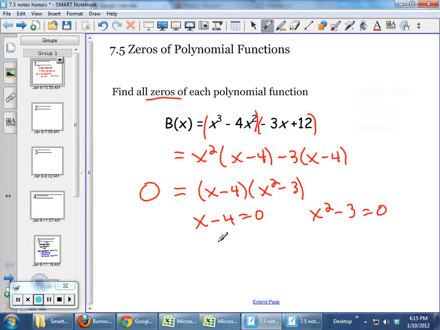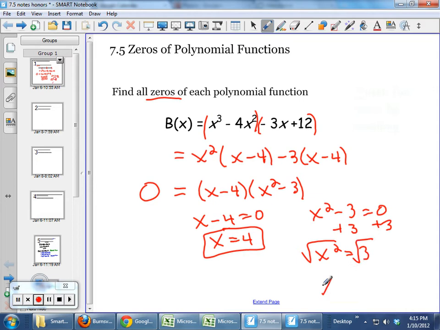So in this case, x would be 4. And in this case, well, we're going to have to do some solving. So we'd add 3 to both sides. We get x squared equals 3. And then we square root. We get x equals plus or minus the square root of 3. So those are our 3 zeros. 4, root 3, and negative root 3.